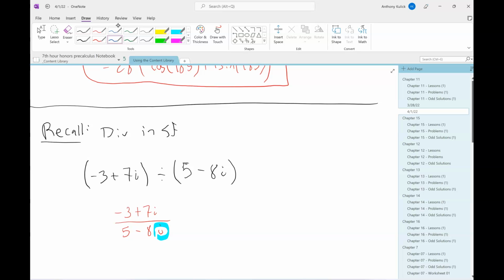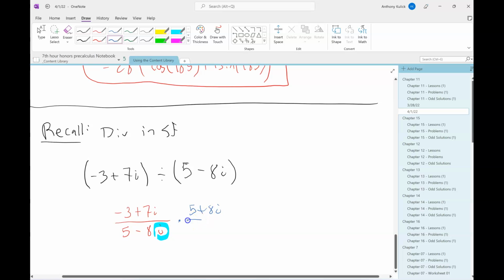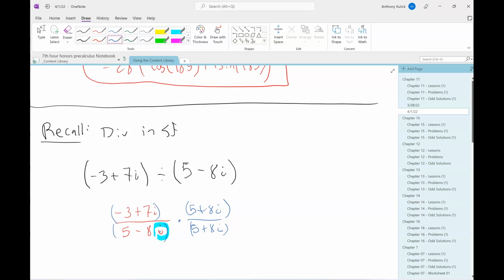Does anybody remember how to get that i out of there? Great. So John says we're going to multiply by the conjugate of the denominator. So we're going to multiply the top and bottom of this fraction by 5 plus 8i. Important that we multiply that to the top and bottom, because really we're just multiplying by 1 here, right? Which is fine. Doesn't change the value of the fraction.